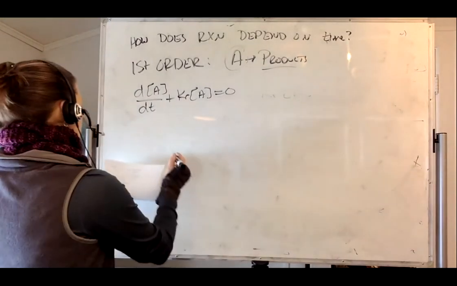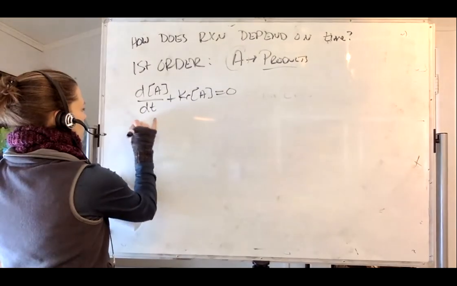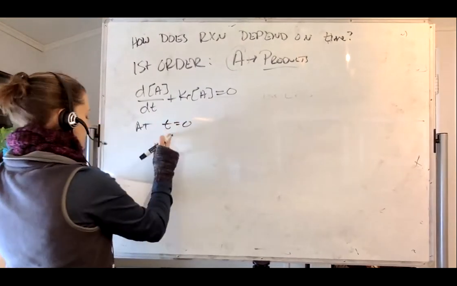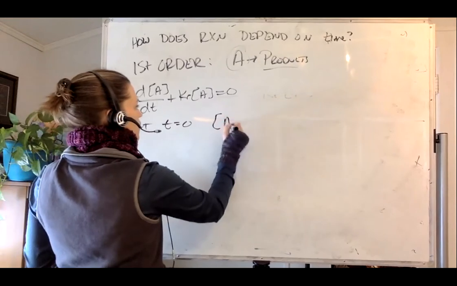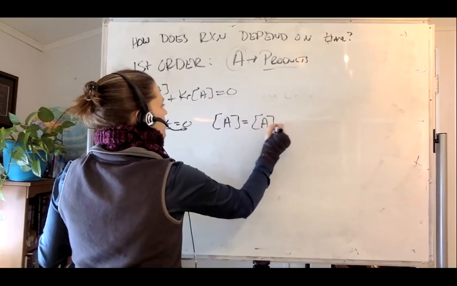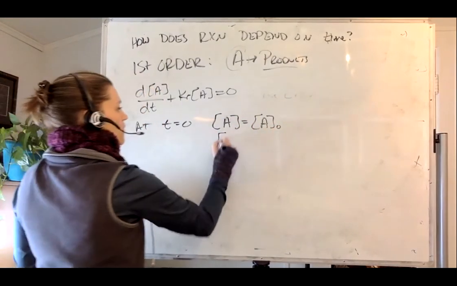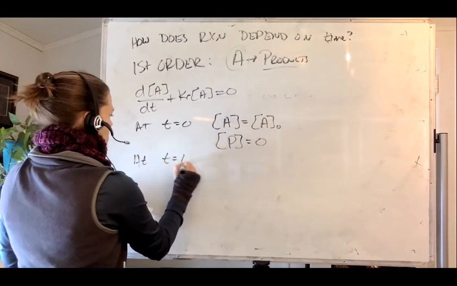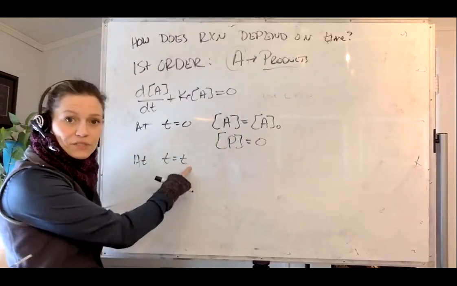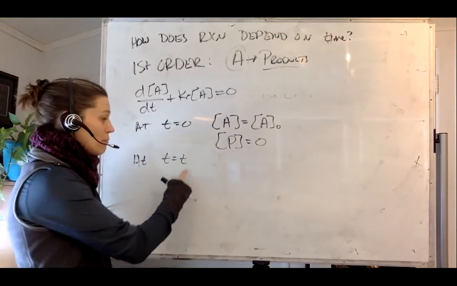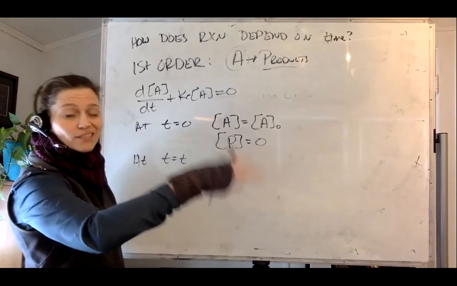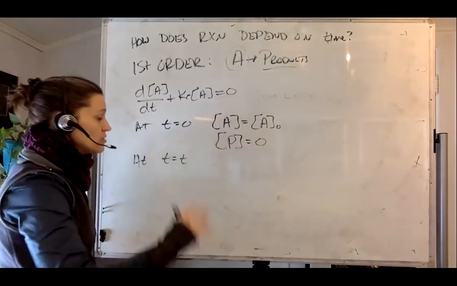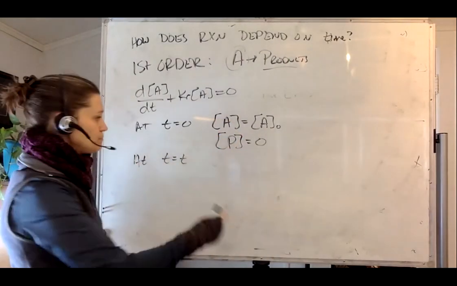All right, so at T0, so at 0 time, the concentration of A is equal to the initial concentration, okay? And the concentration of the products is equal to 0. At a later time, I'm going to say T equals T. It might seem confusing, but I don't care what this time is, 5 minutes, 10 minutes, 1,000 years, don't care. It's some later time.